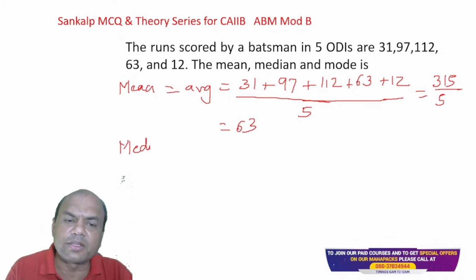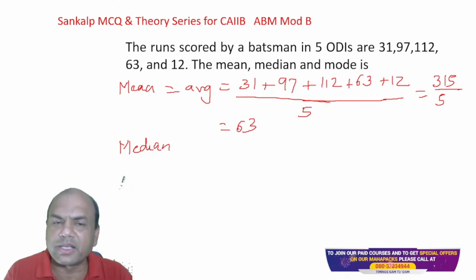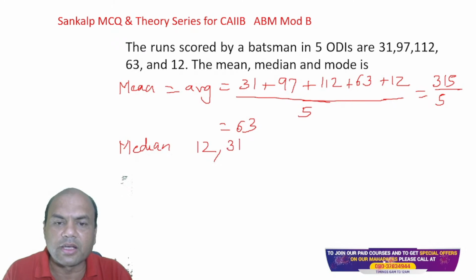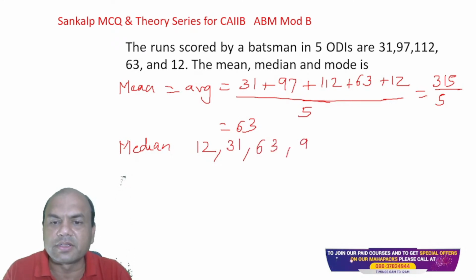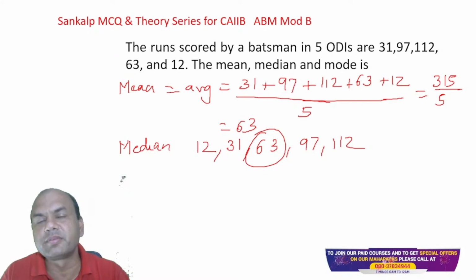Median means always arrange them in serial order. Means what? From the lowest to highest. We'll arrange them in ascending order. 12. Then what is the next one? After 12, 31. After 31, 63. After 63, 97. After 97, 112. Okay, so which is the median? The central one. This is my median.